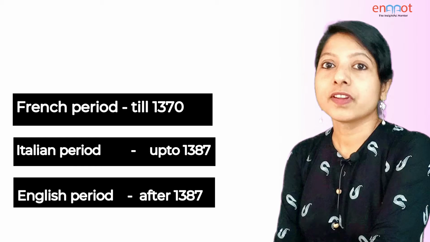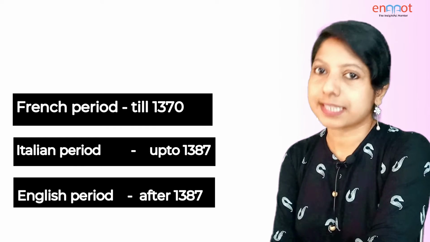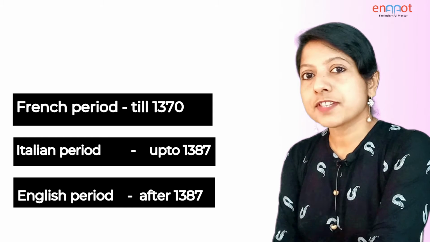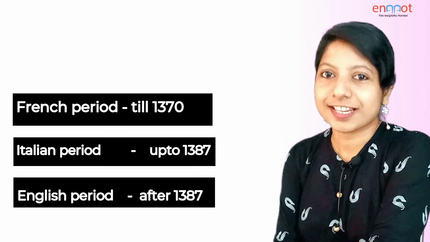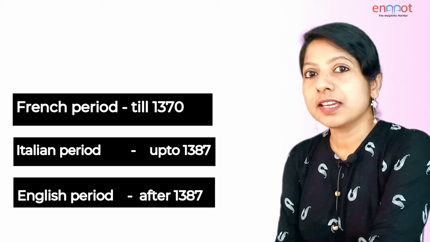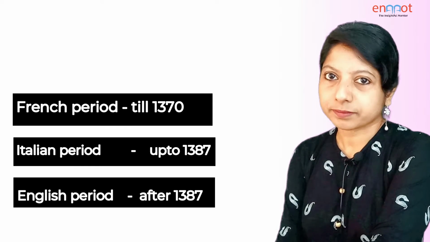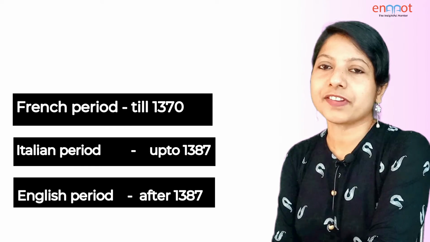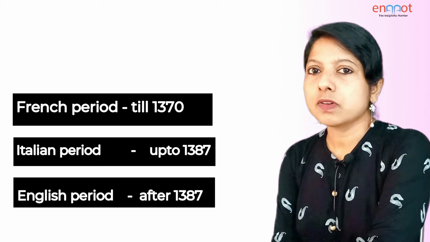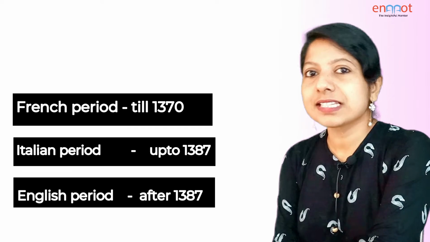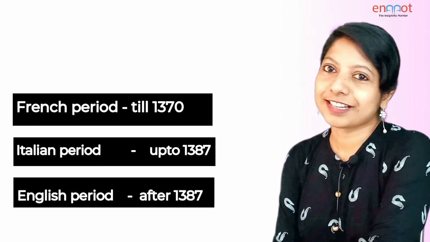It begins with the early phase or the French period, which lasted up to 1370. Thereafter, the middle phase or the Italian period that continued till 1387, and the late phase or the English phase, which began after 1387 and continued till his death in the year 1400. Now, let me tell you why these periods are termed as French period, Italian period and English period.